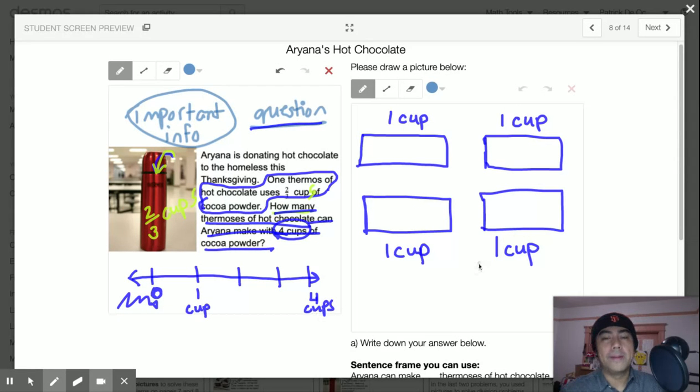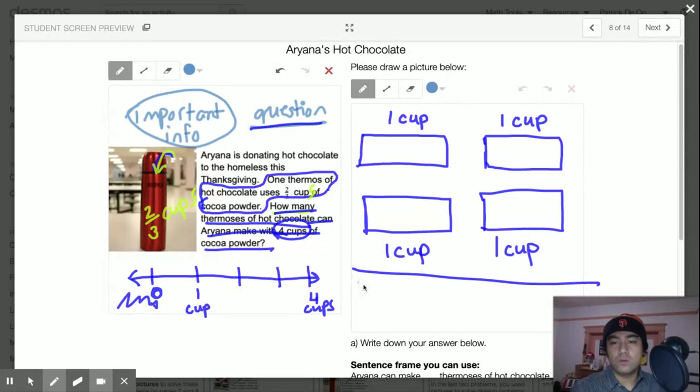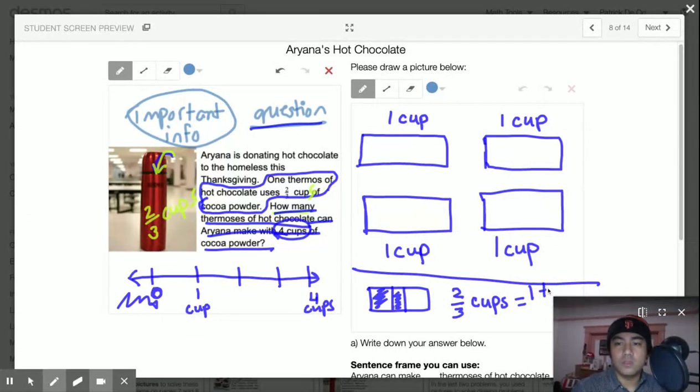All right. Now, 1 thermos uses 2/3. So here's my thirds, but I want 2/3. Here's 1/3, 2/3. 2/3 cups for 1 thermos. 2/3 cups for 1 thermos. Sorry about the writing.